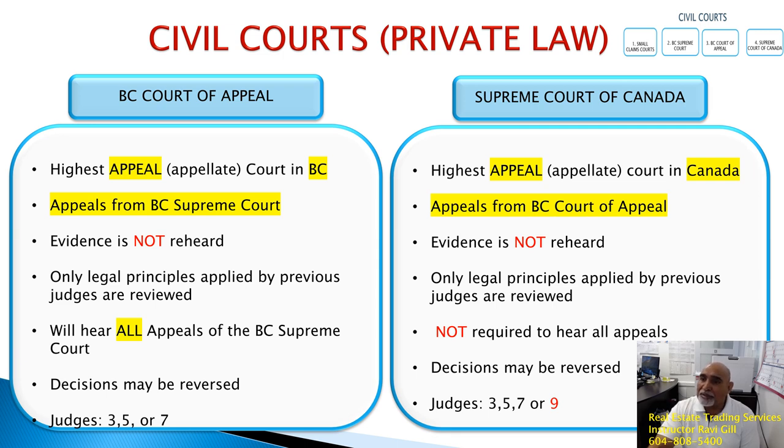It's not automatic that an appeal from here will be allowed. The judge or judges will decide whether an appeal from the BC Court of Appeal will be allowed to the Supreme Court of Canada. Remember, we said if someone wants to appeal from here to here, automatic, allowed. If someone wants to appeal from here to here, allowed. But if someone wants to appeal from here to here, it is up to the judges to allow or not allow the appeal. Because sometimes people just have money and they're wasting the court's time. Okay, so not required to hear all appeals. Again, decisions may be reversed.